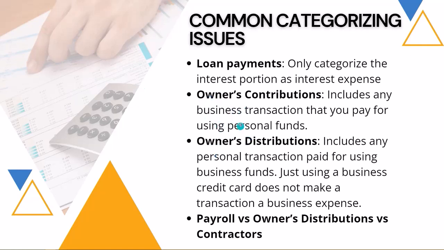These next two get really confusing and cause a lot of frustration with clients as we get into it. But it's owner's contributions and owner's distributions. So owner's contributions, this basically is money that you are putting as the business owner into the business. This includes any transactions that you are paying for using your personal funds. So let's say that you forgot your business card at home because you're really good and you have a business card, but you accidentally forgot it. And you are buying, let's say, some tools from Office Depot for a job. You use your personal credit card to buy those tools. That is okay. You can still deduct that as a business expense.